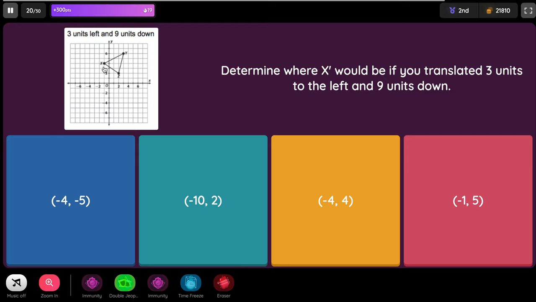Wait, I'm still confused. Oh, sorry. 3 units to the left. Yeah, so 1, 2, 3, and then you go 9 units down. So 1, 2, 3, 4, 5, 6, 7, 8, 9. So this is, what point is that? Let me check. Is this minus 4, minus 4? No, it's not minus 4, minus 4. So this is minus 4 and minus 5.